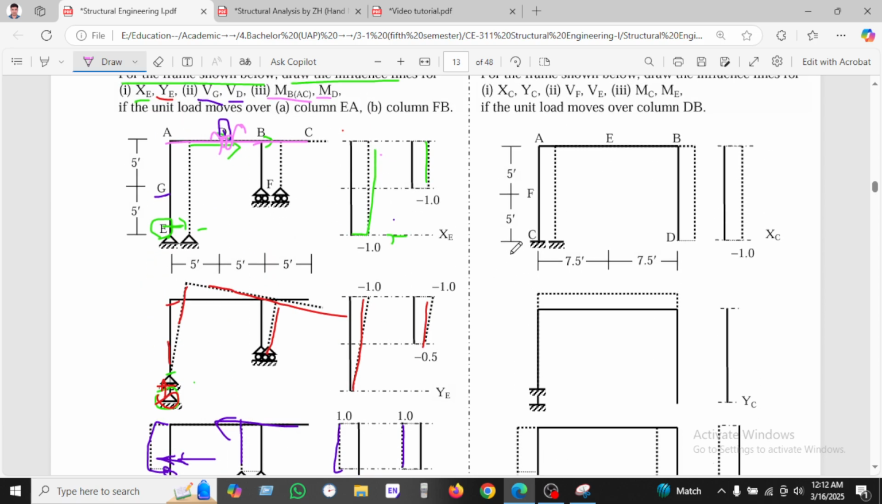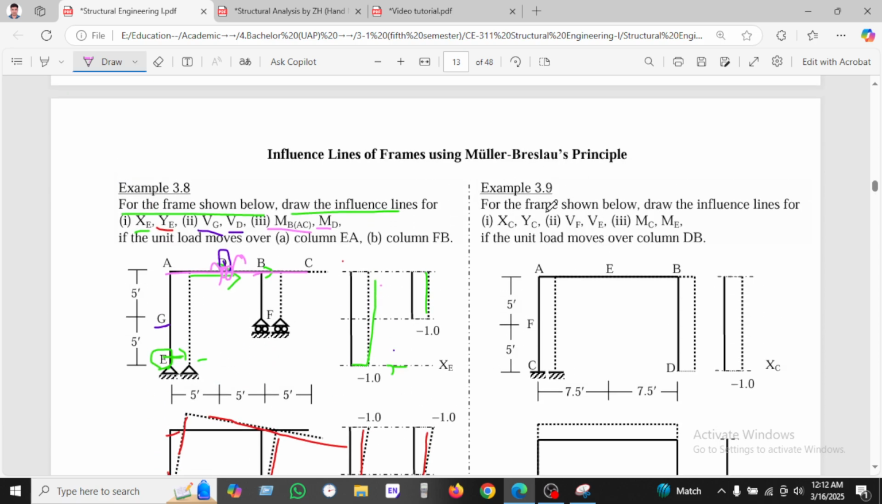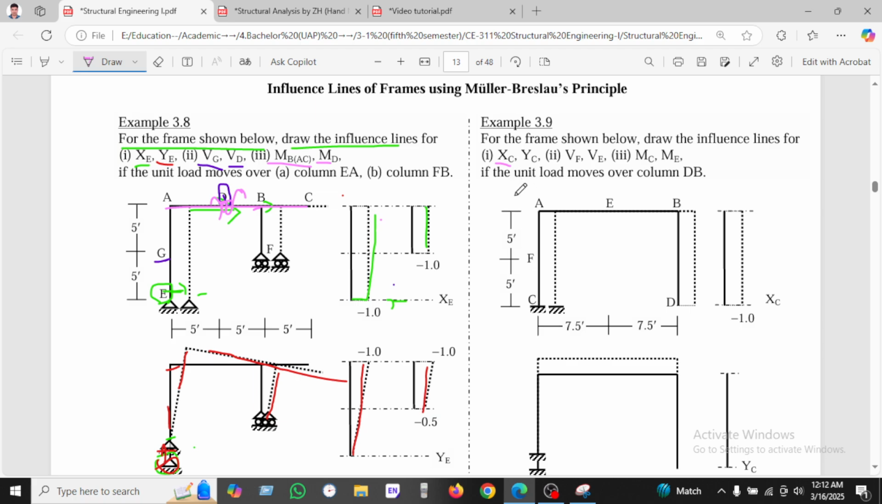Okay, let's see the last example. Here the frame is given below, from the influence line of xc. X means the horizontal c, this is the x. We are pushing 1 in here, so the whole frame will go in the right direction. So ultimately we will find this type of influence line.